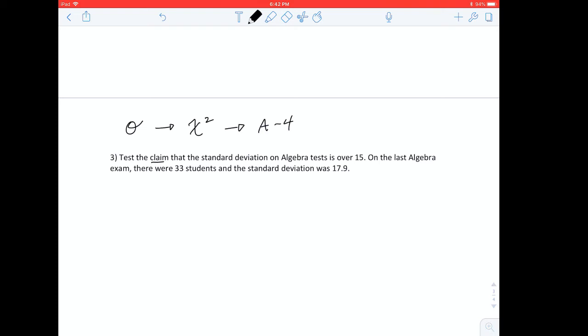So for this one, the claim is that the standard deviation, so that's sigma, is over 15. And then I need the sample information. That's based on 33 students. And the S is 17.9.